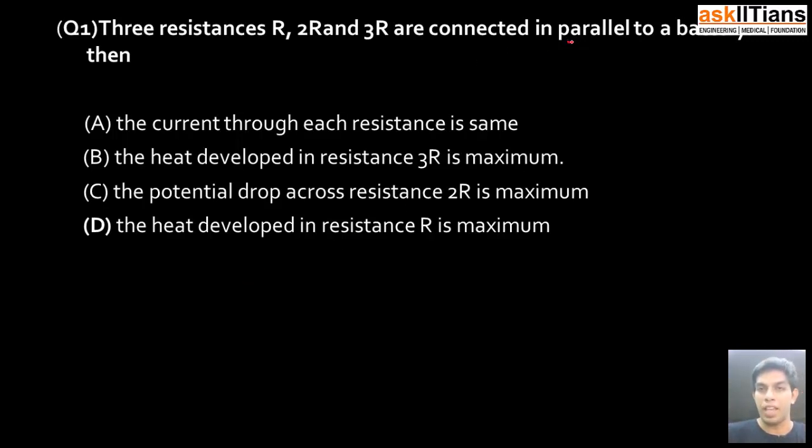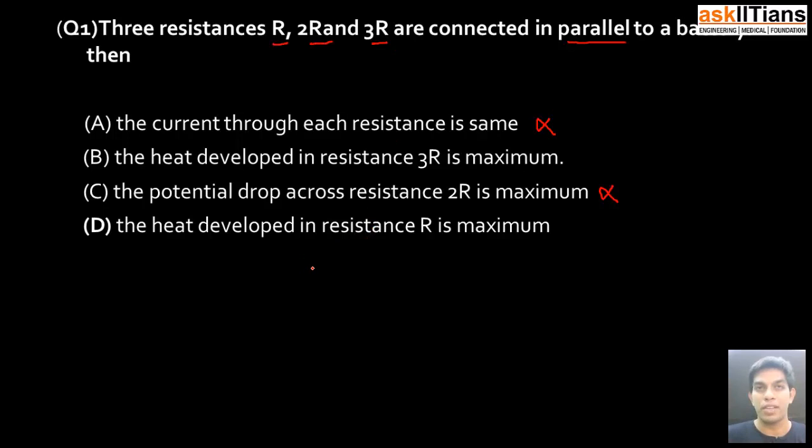It's given that we have a parallel connection. It means that the potential drop across each resistance should be same. Given this, we can say that C is a false statement. Using the same statement, I can say that the current through each resistance will be different, because same potential difference will give me different values of current for different values of resistance. Hence, A is also wrong.